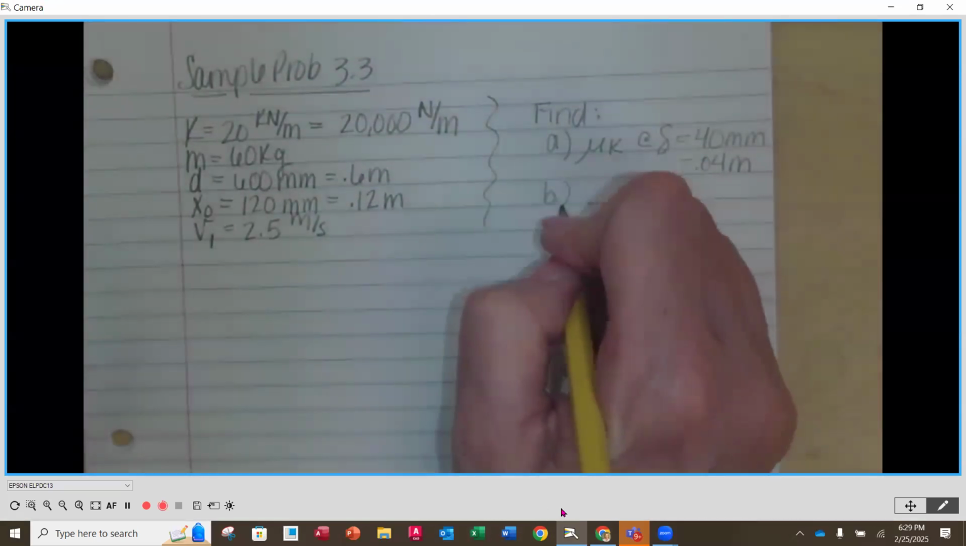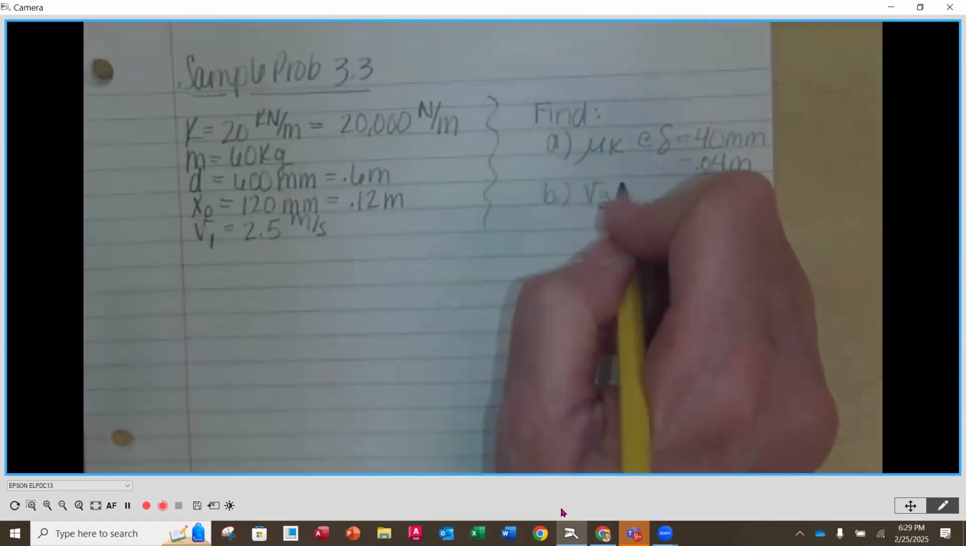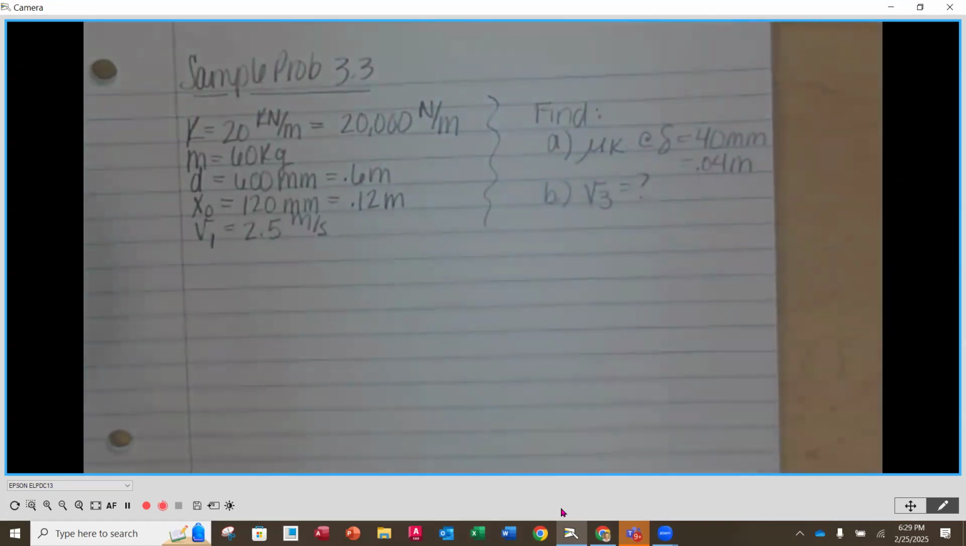And then part B says, what is our velocity at position 3? So it's coming back in the opposite direction at that same placement that 1 was, but going opposite as it comes off of that spring.